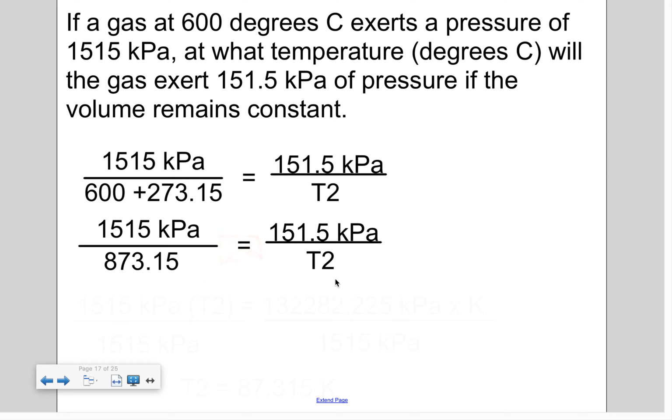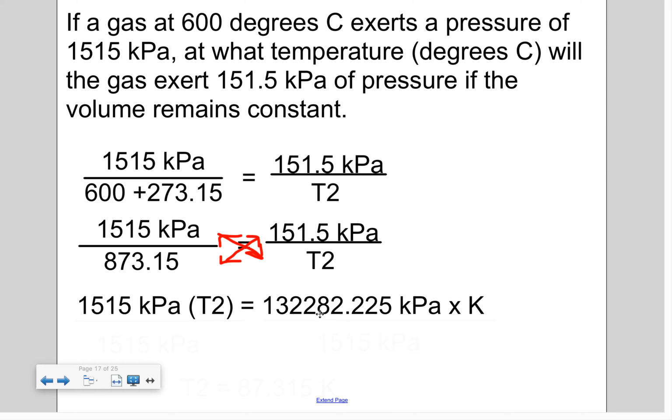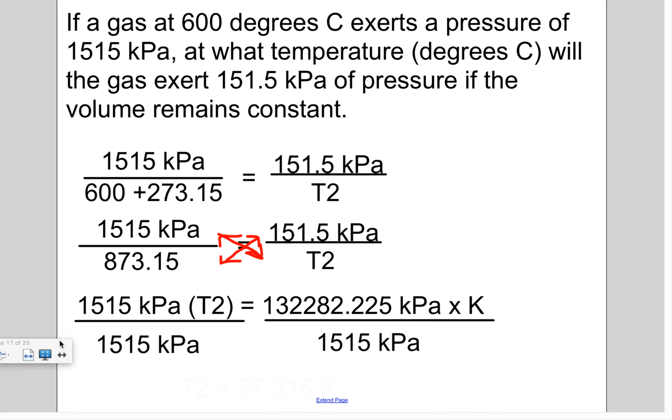All right, so I got it set up. I'm going to cross multiply to get rid of the fractions. So over here, I should have 1,515 kilopascals times T2 equals this very large product over here, 132,282.225 kilopascals times Kelvin. To solve for T2, I will divide by 1,515 kilopascals on both sides. And my answer, T2, should be 87.315.